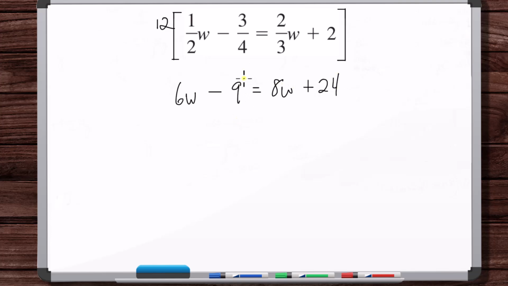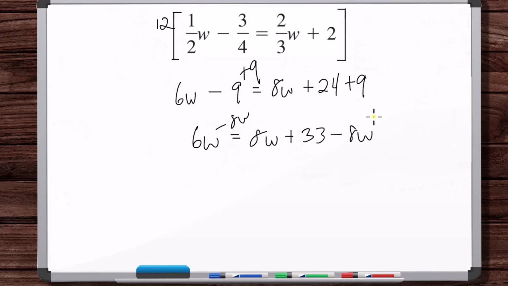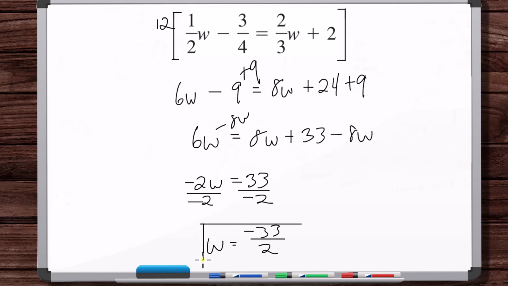Now, we can add 9 to both sides. So 6w is equal to 8w plus, what is this going to be, 33. Now we can subtract 8w from both sides, and we're going to get minus 2w is equal to 33. Now we can divide both sides by minus 2. So there we go.